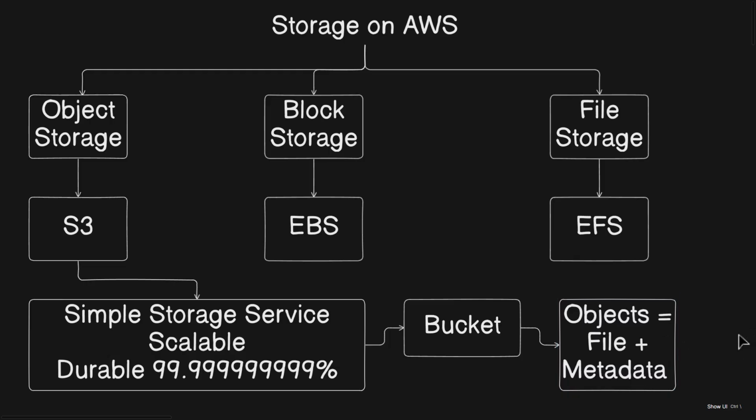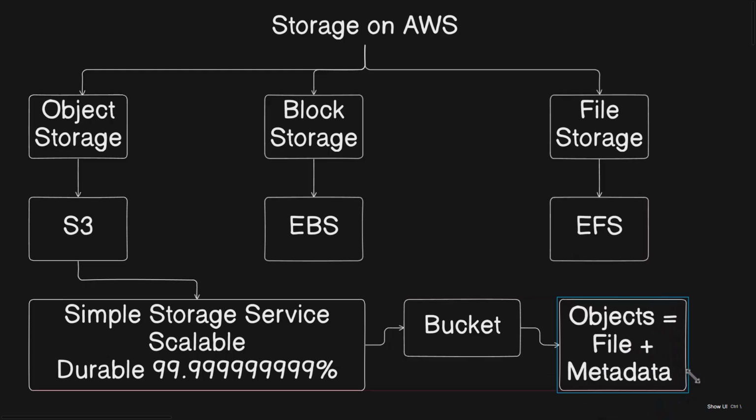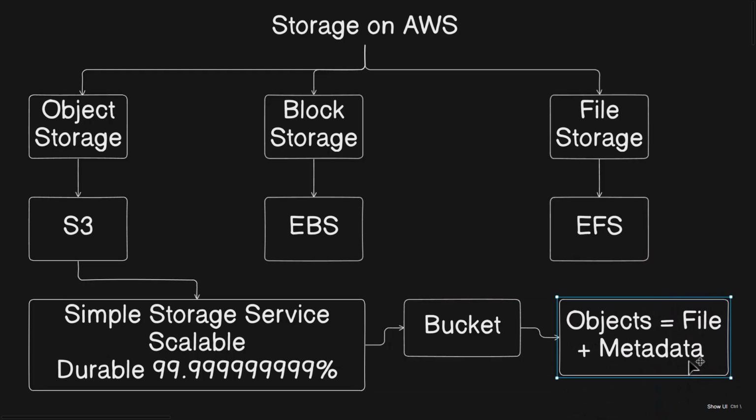Now, what is metadata? Metadata is extra information about your object, like file type, permission, last modified date, file name. All of this forms the metadata. So an object is nothing but your file plus the metadata around it. I hope this is giving you some sense of what S3 is and how it functions.